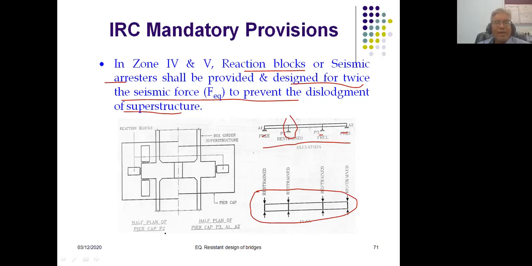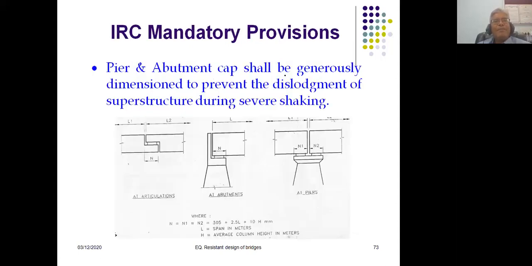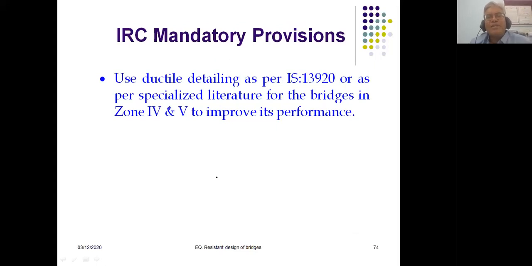So particularly for pier cap P2, you can provide restraint from both sides, in the longitudinal as well as transverse direction. So you can provide such restraints in the longitudinal and transverse directions, whereas at other locations you provide restraints only in the transverse direction. This is a half plan of the pier cap. That is why such reaction blocks are required to be provided. And from three dimensions, it looks like this, such reaction blocks are provided, right? Enough sitting width is needed; the pier and abutment caps shall be generously dimensioned to prevent dislodgement of the superstructure. And what sitting widths are to be provided, that criteria is also given. Use of ductile detailing as per IS 13920, or as per specialized literature for bridges, in zones 4 and 5 to improve performance is essential.